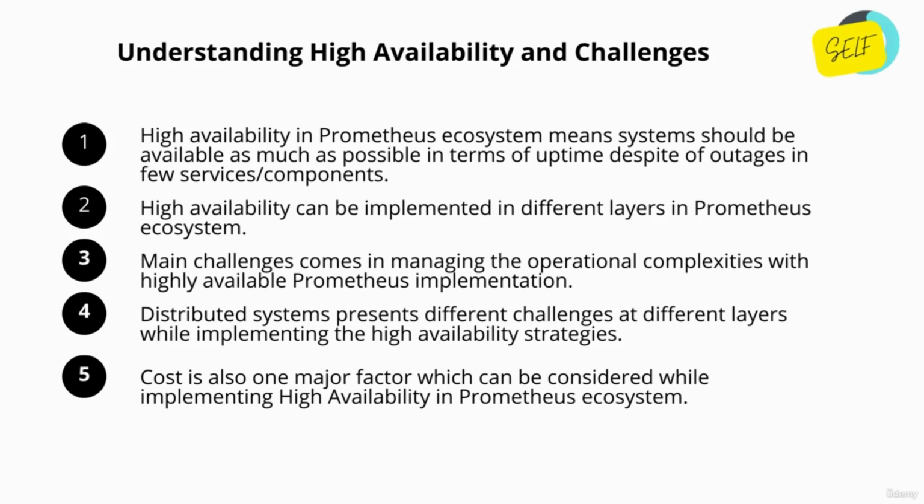Okay, the main challenges come in managing the operational complexities of a highly available Prometheus implementation. Suppose in the first lecture we implemented Prometheus as a service on a Linux machine. What if I want to make that highly available? I can run the Prometheus service on a similar machine in a different availability zone, and specify the same Prometheus configuration in both instances. That way both instances will be scraping metrics of the same target at the same time, right? So if a single Prometheus instance goes down, your second instance will still be active and monitoring your system.